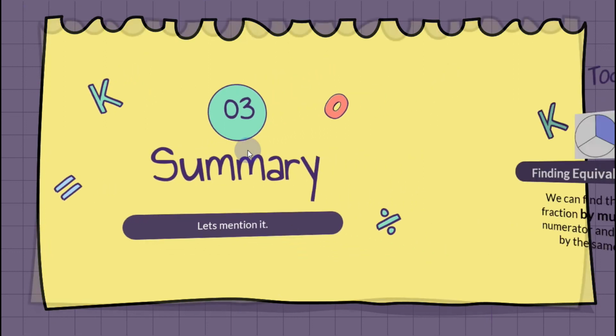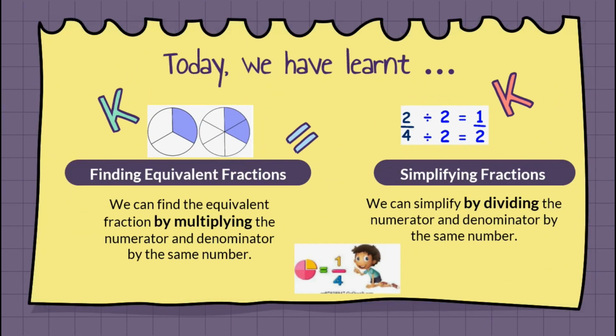Summary. Today we have learned finding equivalent fractions. We can find the equivalent fractions by multiplying the numerator and denominator by the same number. And simplifying fractions, we can simplify by dividing the numerator and denominator by the same number.